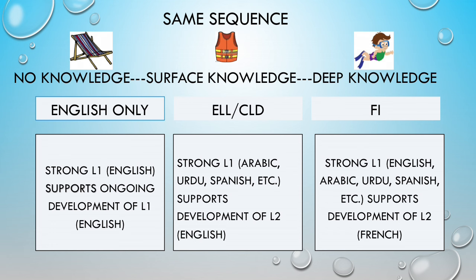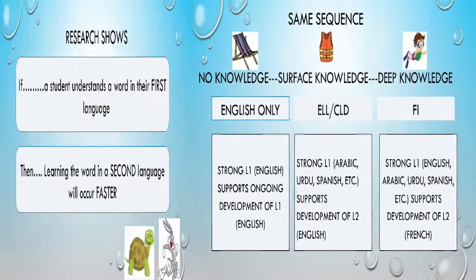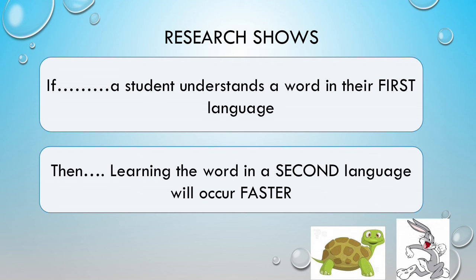French immersion is a little bit different. L1 is often English, but not necessarily. And it's going to support development of L2, and in this case, L2 would be French. Okay, what does the research show? If a student understands a word in their first language, then learning the word in their second language will occur faster. So that's why we want children to have those rich vocabulary experiences at home, to come to school with a well-developed Arabic or Urdu.